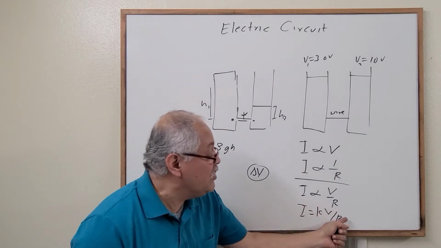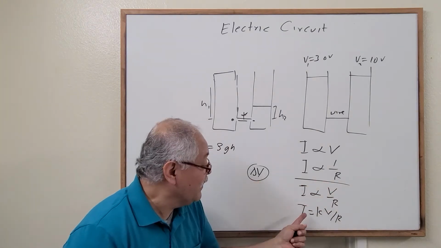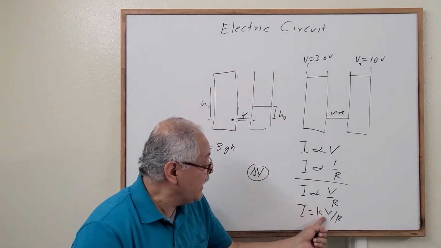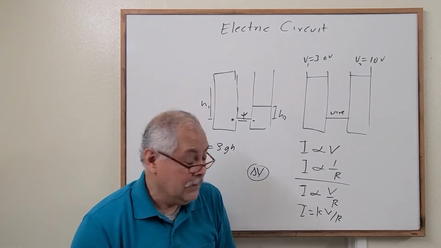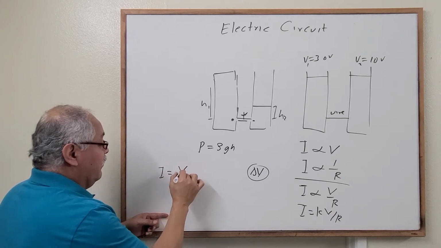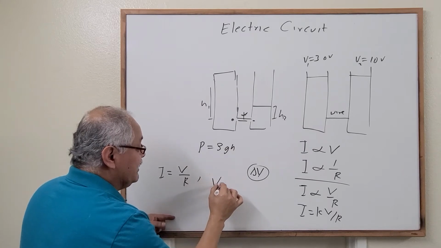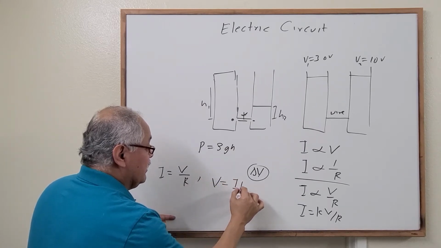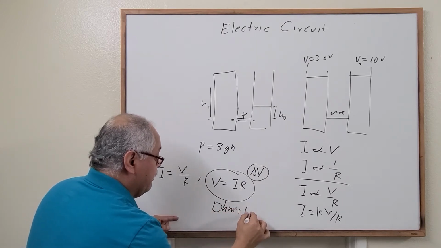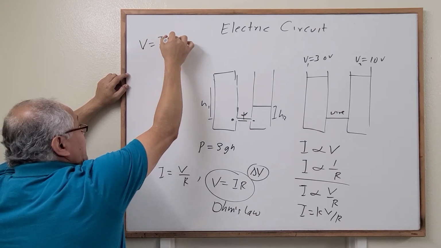But because of the units for current and the resistance, correct? We take K to be equal to 1. So in this case, current is equal to voltage divided by the resistance, right? Or we can say that voltage is equal to current times resistance. This is Ohm's law. Ohm's law: voltage is equal to current times resistance.